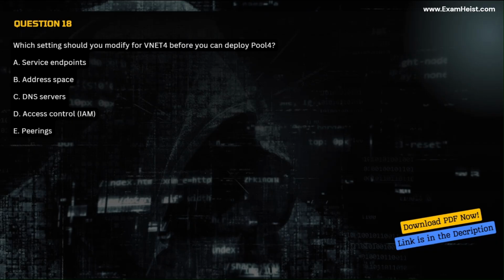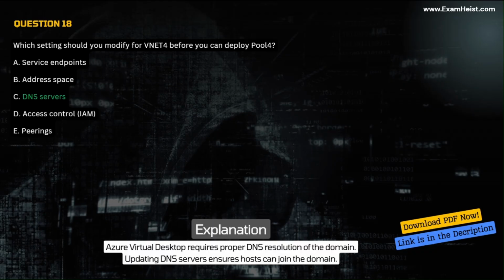Question 18. Which settings should you modify for VNet4 before you can deploy Pool4? A. Service endpoints. B. Address space. C. DNS servers. D. Access control (IAM). E. Peerings. Correct answer C. DNS servers. Explanation: Azure Virtual Desktop requires proper DNS resolution of the domain. Updating DNS servers ensures hosts can join the domain.